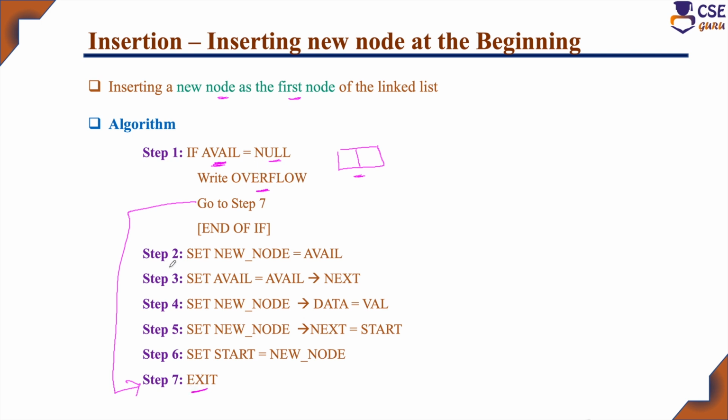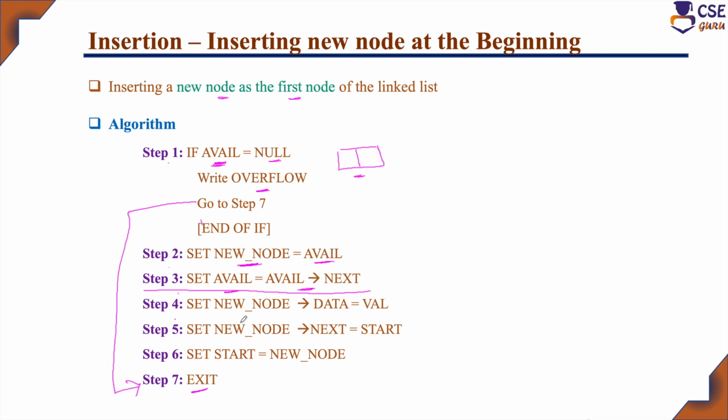Step 2, suppose if memory is available, for the new node you have to make the availability of memory and set AVAIL is equal to AVAIL of next. That is, the next pointer also you have to set. So steps 1, 2 and 3, the first 3 steps are common for all the insert operations: insert at the beginning, insert at the end, insert after a given node and before a given node. For all cases, up to step 3 are common steps.